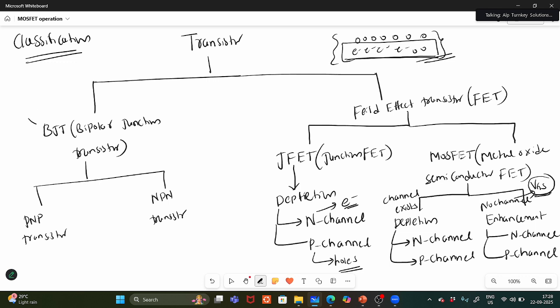We are not studying this with JFET in VLSI. Why we are not studying it, I will tell you. We are studying MOSFET, and that too the enhancement N channel MOSFET. P channel also we are using. In CMOS, complementary metal oxide semiconductor, we use PMOS as pull up, that means P channel enhancement MOSFET, and N channel as pull down, that means NMOS, the N channel enhancement MOSFET.